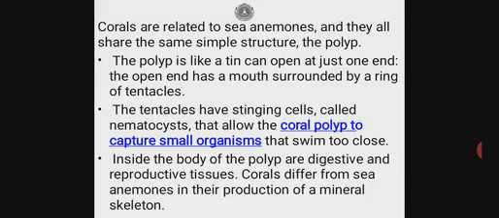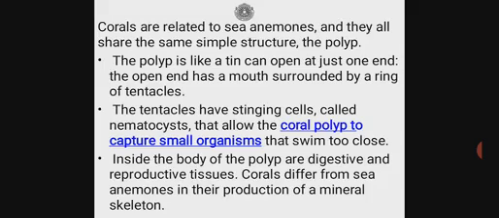Now, corals are related to sea anemones, and they all share the same simple structure, that is the polyp. The polyp is like a tin can open at just one end. The open end has a mouth surrounded by a ring of tentacles. The tentacles have stinging cells called nematocysts, also known as nematoblasts, and these allow the coral polyp to capture small organisms that swim too close to them.